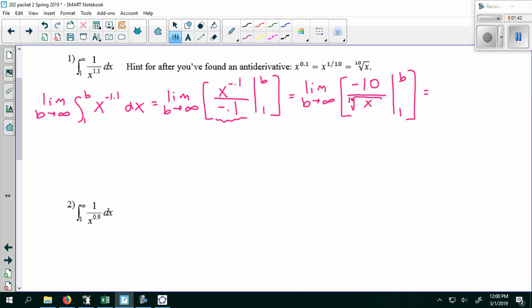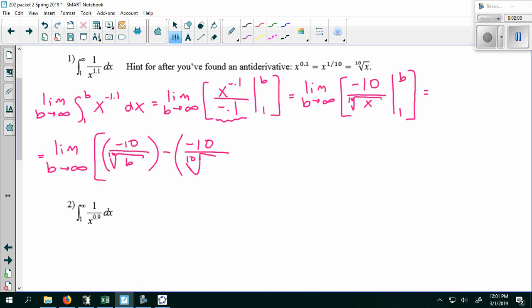Okay, so let's see, I'll move to the next line here. Now I'm going to plug in the b and plug in the 1. So I'm still carrying this limit along. I don't stop writing that until I actually take the limit as b goes to infinity. So if I plug in the b, I get negative 10 over the 10th root of b. And then plug in the 1, and I get negative 10 over the 10th root of 1.